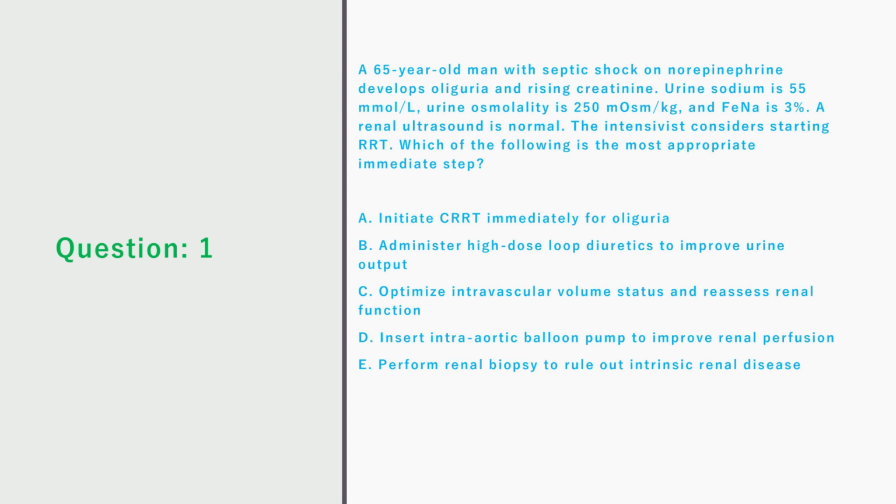A. Initiate CRRT immediately for oliguria. B. Administer high-dose loop diuretics to improve urine output. C. Optimize intravascular volume status and reassess renal function. D. Insert intra-aortic balloon pump to improve renal perfusion. E. Perform renal biopsy to rule out intrinsic renal disease.